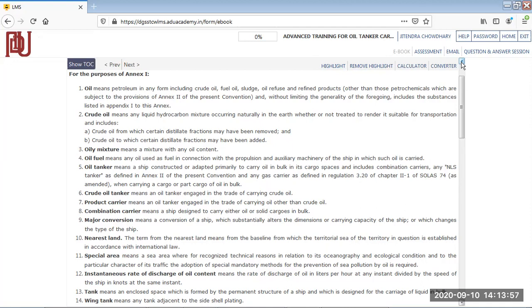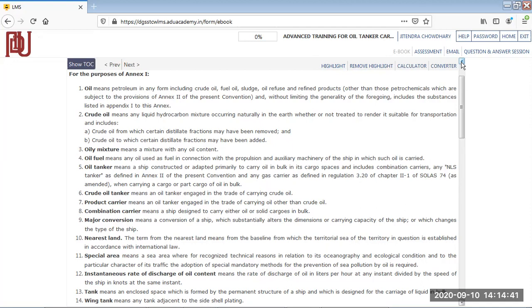Oil tanker carries the oil; crude oil tanker carries only crude oil, natural oil; product tanker carries the products of crude oil. Combination carrier means some solid bulk carriers. They were changed from VLOC to ore and oil carrier, so OBO, oil bulk ore, or oil and ore carrier, like that. We had some conversion before. Nowadays it's not there. So major conversion means changing the major part of the ship.